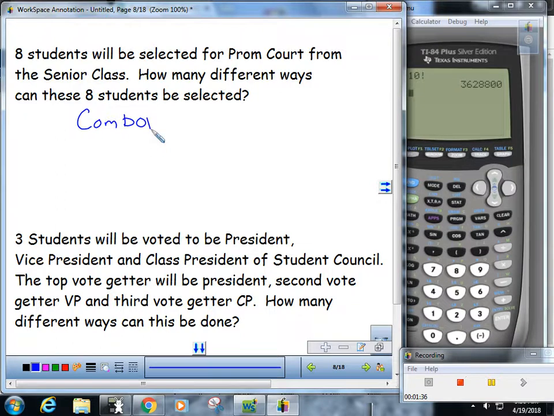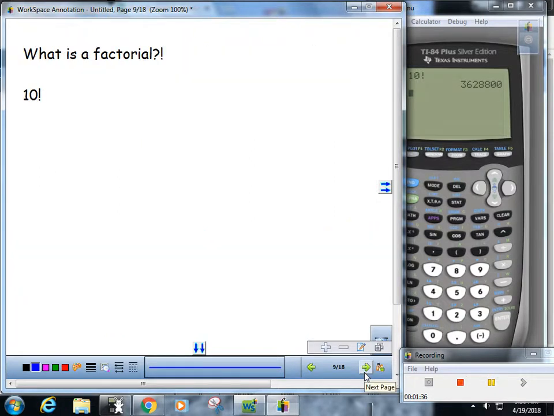3 students will be voted to be president, vice president, and class president of student council. The top vote getter will be president, second vote getter will be vice president, and third vote getter will be class president. How many different ways can this be done? Does order matter? Yes, it does. The first person is president. The second person has a different role. So this is not a group of people. It's people assigned to a specific role. So this is a permutation. Okay, so that's the introduction to combinations and permutations.